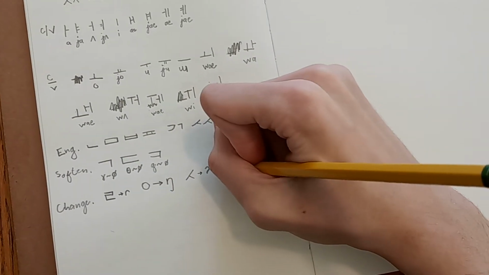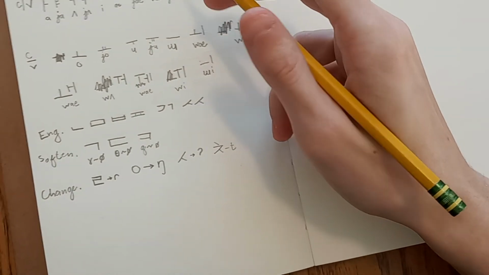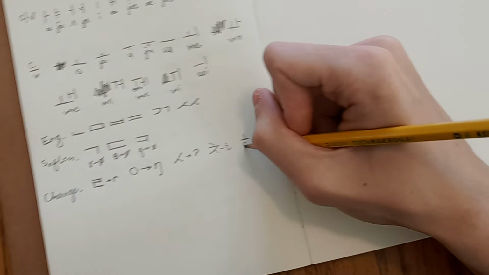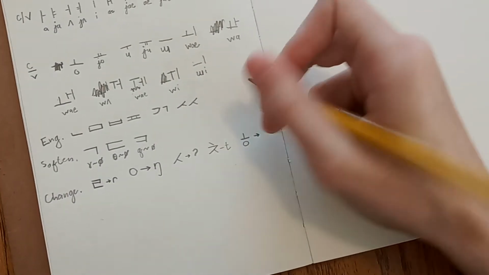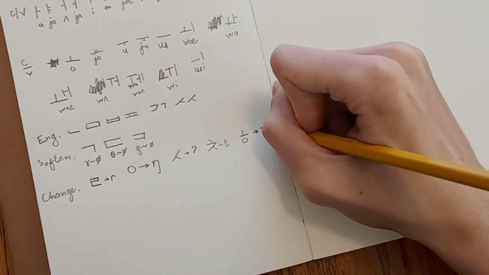Cha becomes just ta at the end, and ha either becomes a glottal stop or it takes on the next letter in the word.